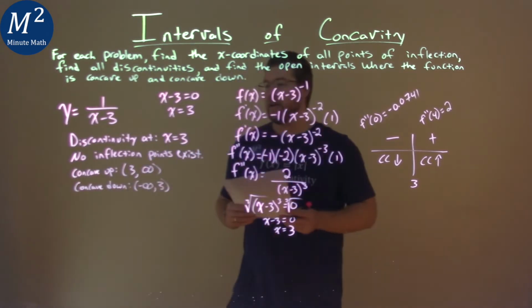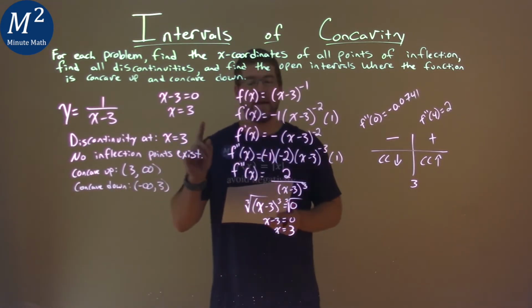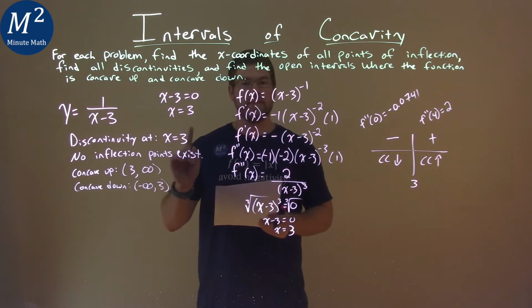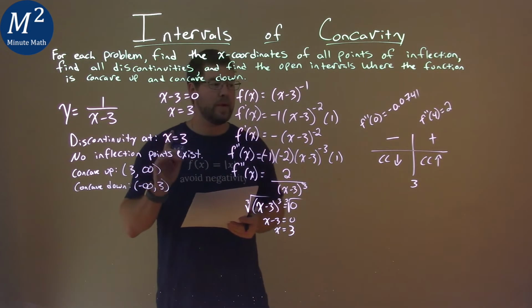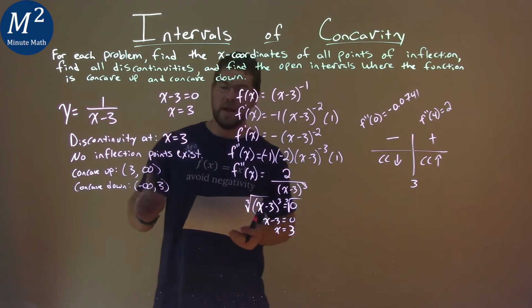And so, again, our final answer here is we have a discontinuity at x equals 3. No inflection points exist. Concave up from 3 to positive infinity, and concave down from -infinity to 3.